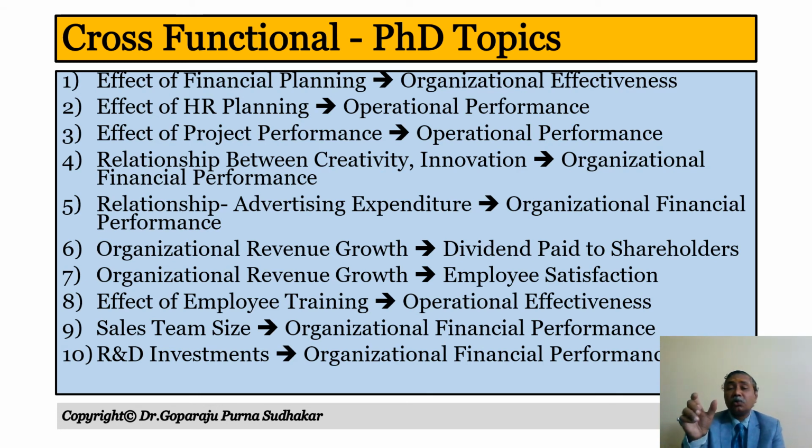Similarly, organizational revenue growth effect over the employee satisfaction. Revenues are growing. Is the employee satisfied? That can be studied. Effect of employee training over the operational effectiveness. We are giving more training. Is it because of that organizational effectiveness is more? Effectiveness means operational effectiveness. Similarly, sales team size, its effect over the financial performance. The bigger the sales team, is it because of that your financial performance is better, more profits are coming? What is its relationship? Is there any ideal sales team size to achieve better financial performance?